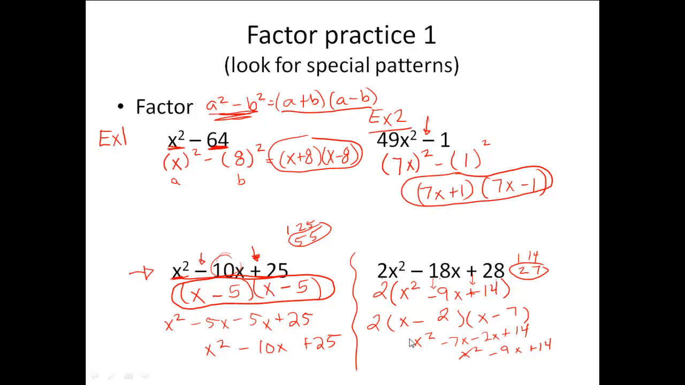I still have the 2 out in front. It hasn't gone anywhere. So multiply that 2 back in, distribute that 2 in, and I have 2x squared minus 18x plus 28. Compare that to my original problem and it matches, so we have got it factored. Now that 2 out in front is part of the factored problem. It doesn't go away, it still is there.